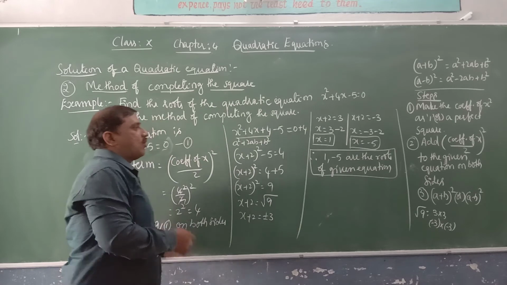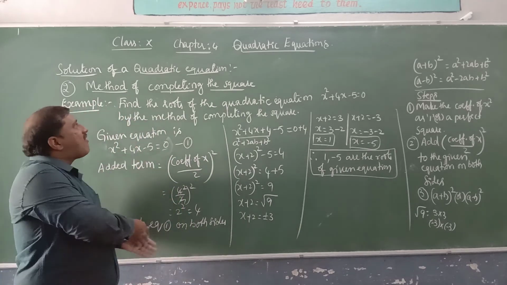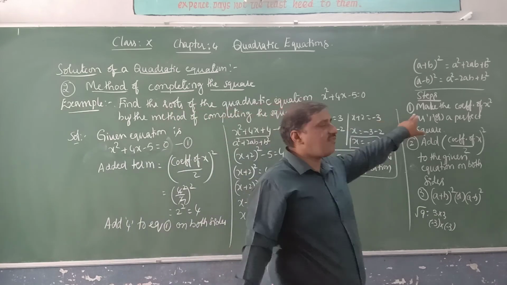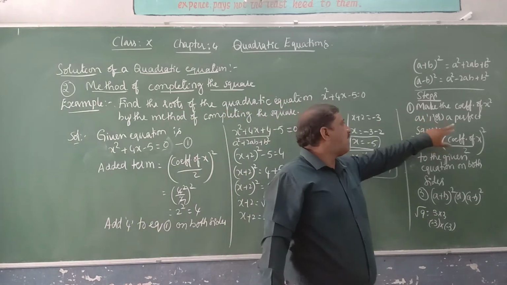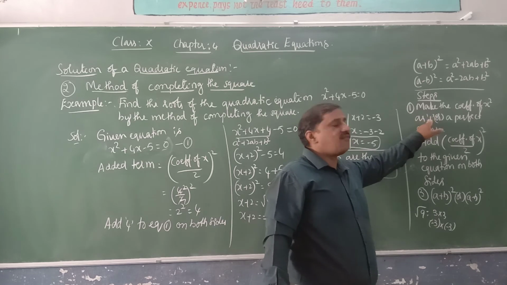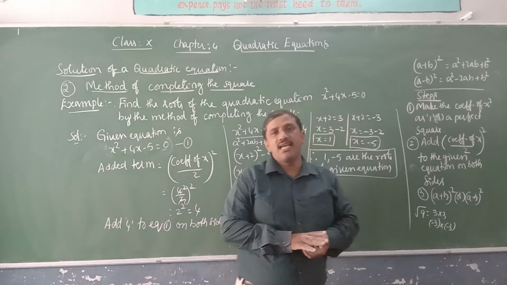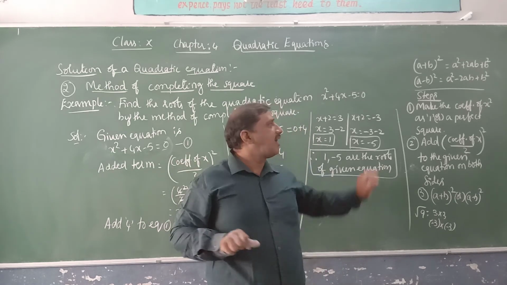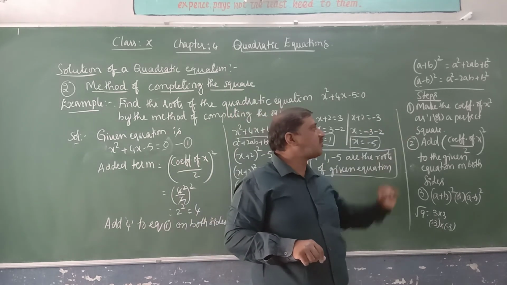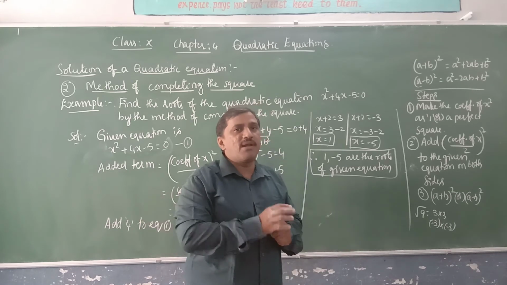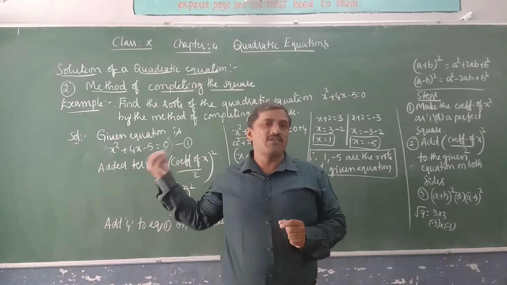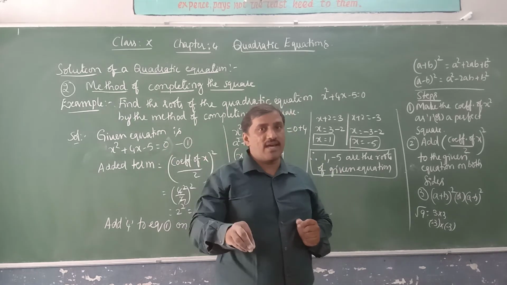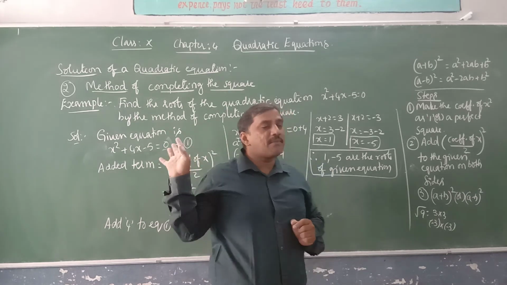So what are the steps involved in this method? In this method, the first step is we should make the coefficient of x square as 1 or a perfect square. How can we make the coefficient of x square 1? By dividing the whole equation by the given coefficient of x square. Otherwise, if you multiply the whole equation with the coefficient of x square, then that coefficient will become a perfect square.